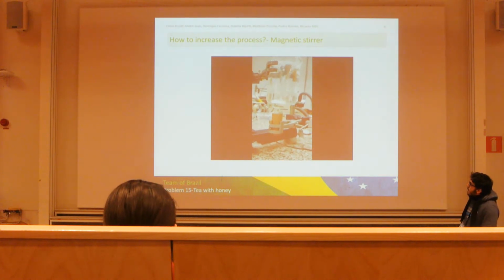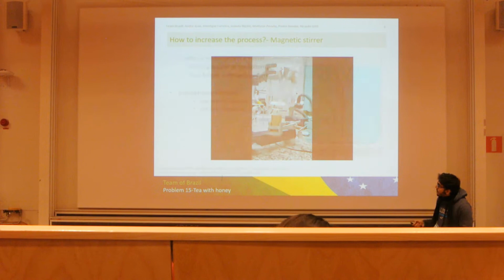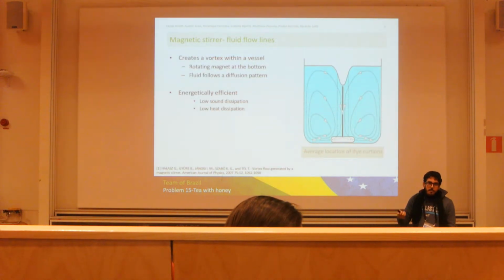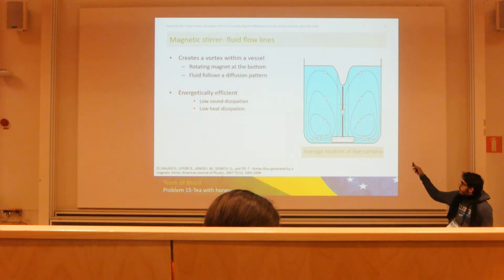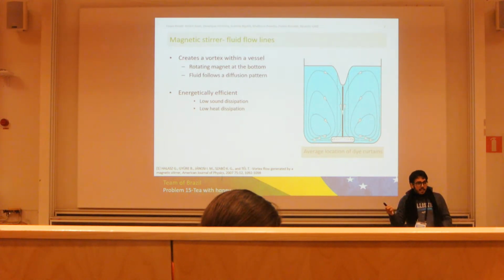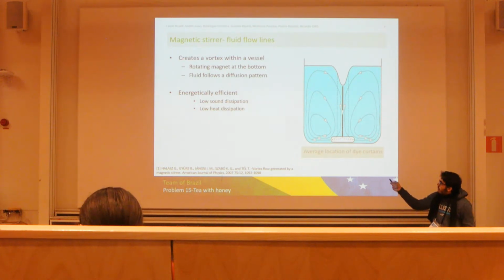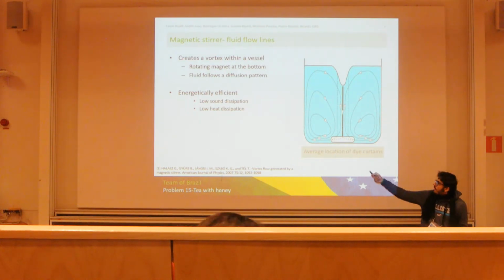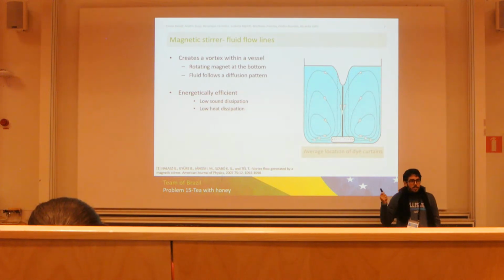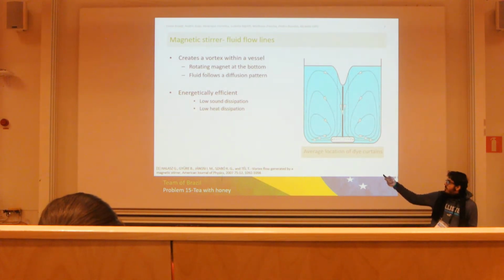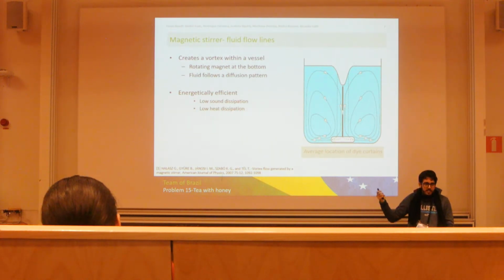We constructed a magnetic stirrer that will work somehow like that. So talking about the magnetic stirrer, these are the fluid flow lines, the application of the divergence, for example. The magnetic stirrer creates a vortex within a vessel because we have a rotating magnet at the bottom, and the fluid follows a pattern that will happen like this. And we chose it because it is energetically efficient and has low sound dissipation and low heat dissipation, for example.